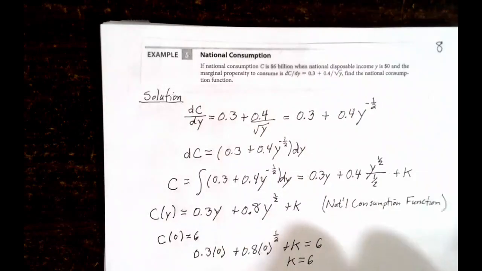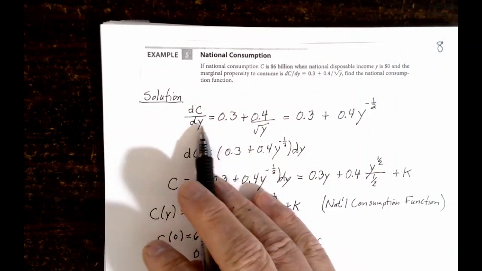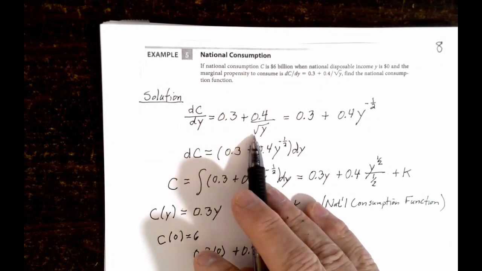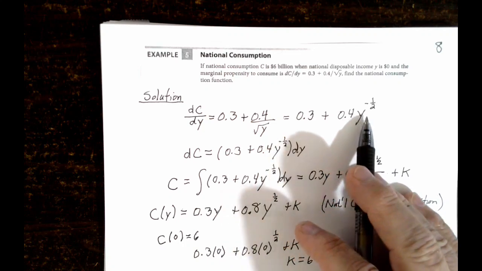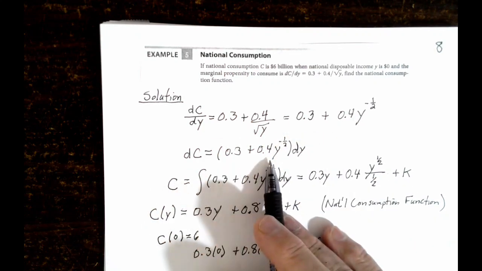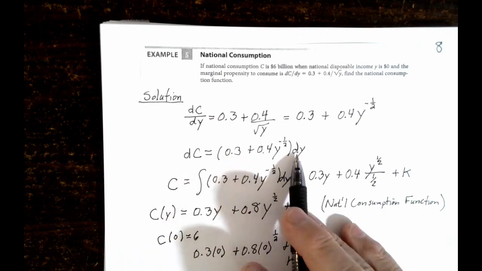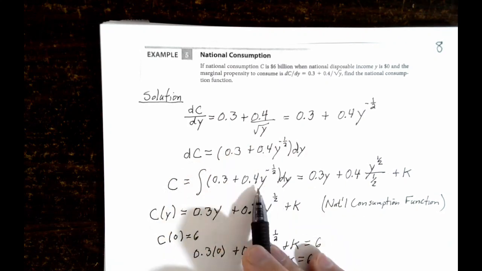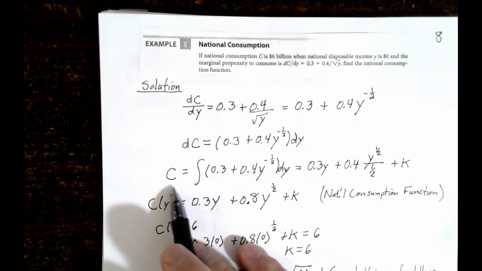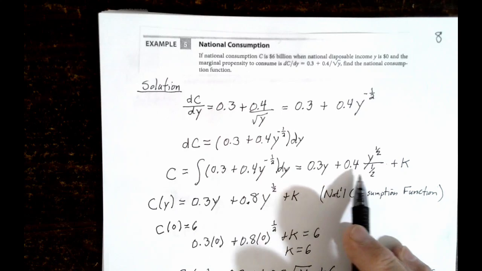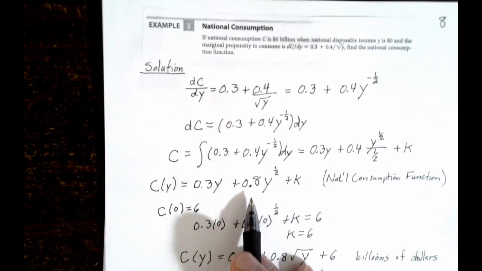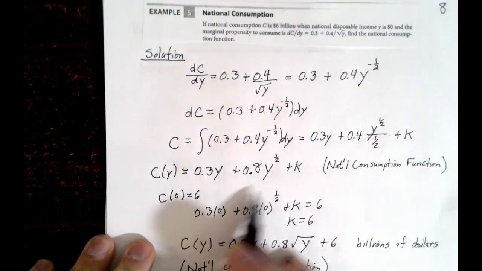So if they give you the marginal propensity to consume here, and you write it this way, now you multiply both sides by dy, you get this, and now that's exactly what you have to integrate. So when you integrate, you're going to get the consumption function, and you get this here. But we also have to nail down what the constant is.